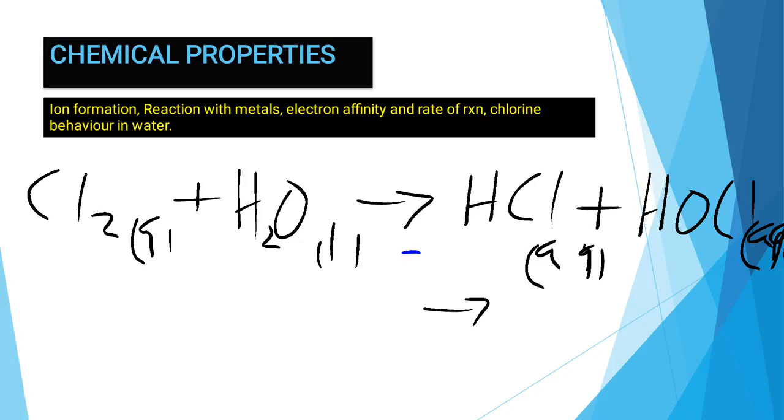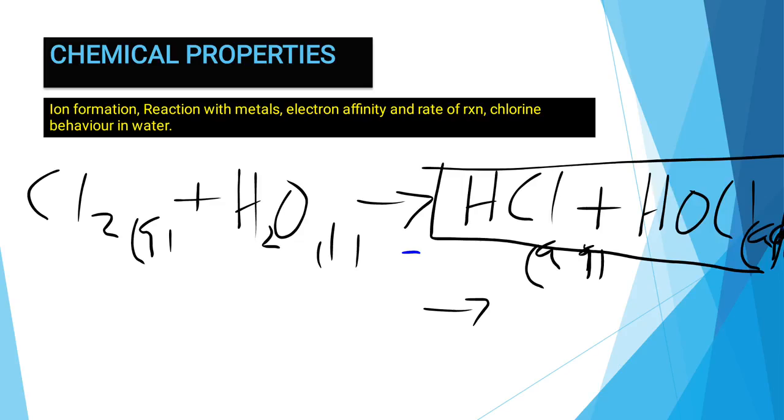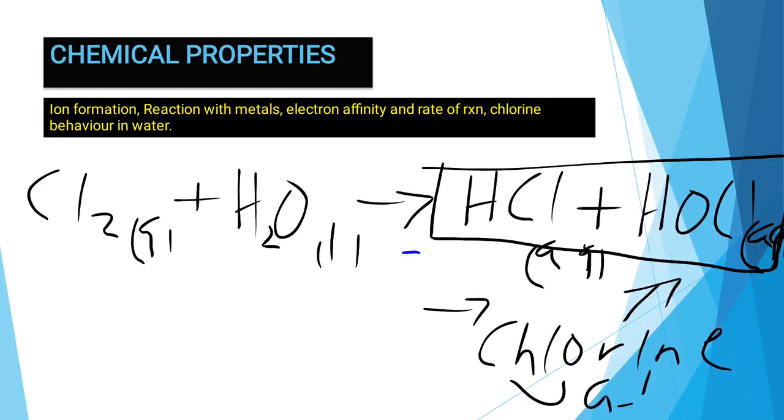It is important to note that the bleaching effect of chlorine water, so chlorine water is the one that contains hydrochloric acid and chloric 1 acid, and I'm saying that this is what we call chlorine water, is as a result of chloric 1 acid. So in absence of chloric 1 acid, we don't have the bleaching effect of chlorine water.